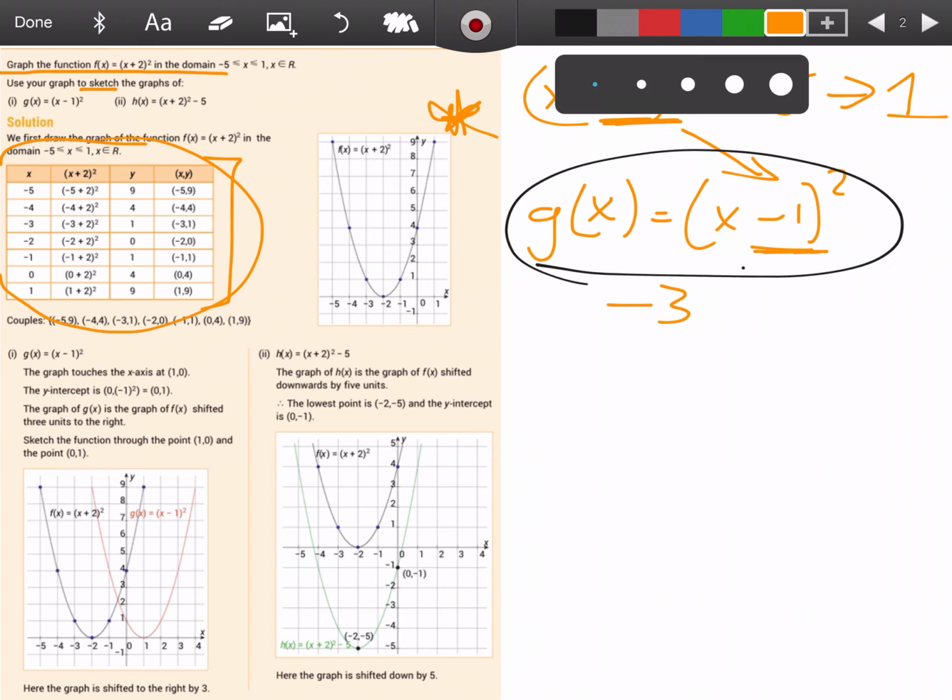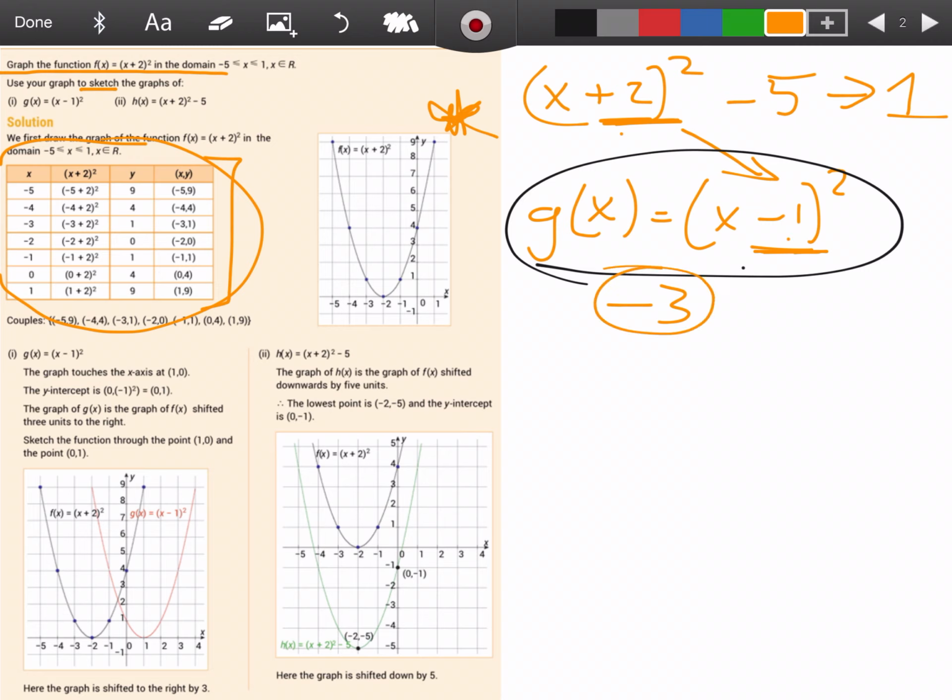The change from plus 2 to minus 1 is a change of minus 3. So it will move 3 units to the right from where it was originally. So this is where it was originally, and I'll move everything 3 spaces to the right. 1, 2, 3. So the base of the curve is now going to be here, and I'd be able to sketch and draw that curve again.